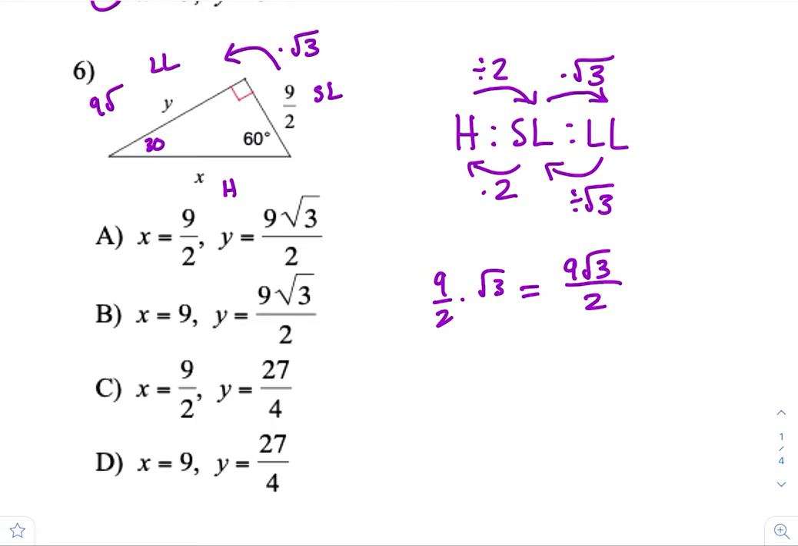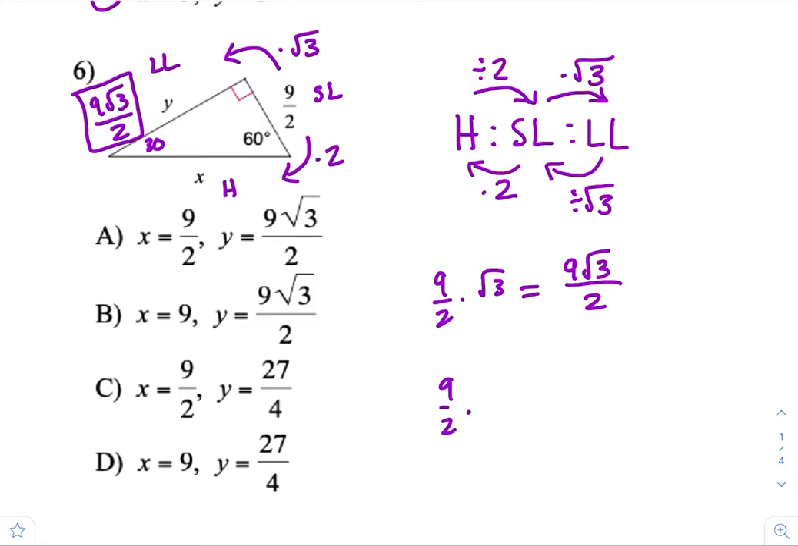Sorry. But as you guys can see, since I didn't see that option on the test, on the multiple choice, that gives you an indication, hey, you did something wrong, right? So now we're going to do short leg to hypotenuse, you guys, and short leg to hypotenuse is multiplying it by 2.